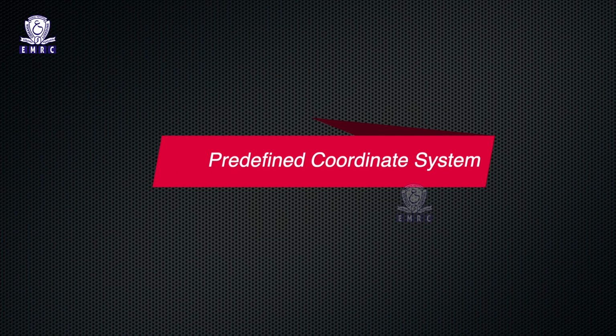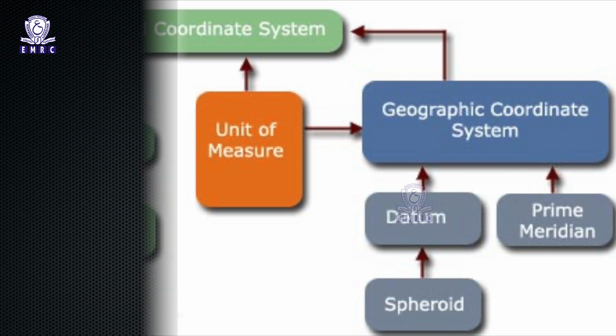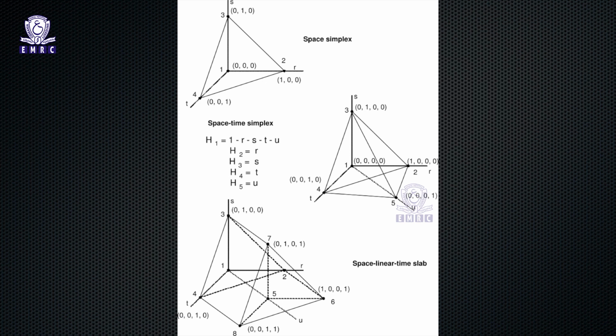Predefined coordinate system. A GIS package typically groups coordinate systems into predefined and custom. A predefined coordinate system can be geographic or projected, which means its parameter values are known and are already included in the GIS package. The users can therefore select a predefined coordinate system without defining its parameters. In contrast, a custom coordinate system requires its parameter values to be specified by the user.